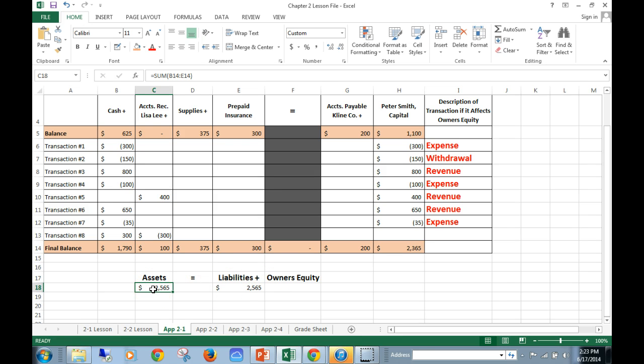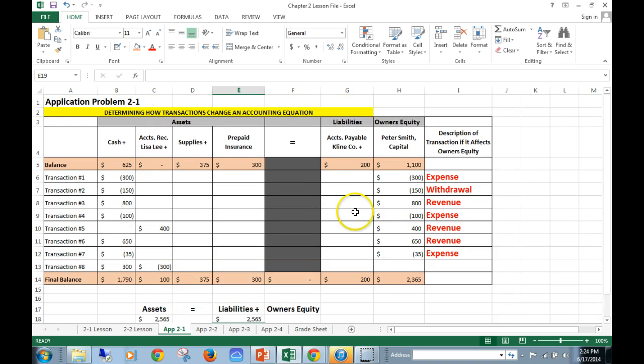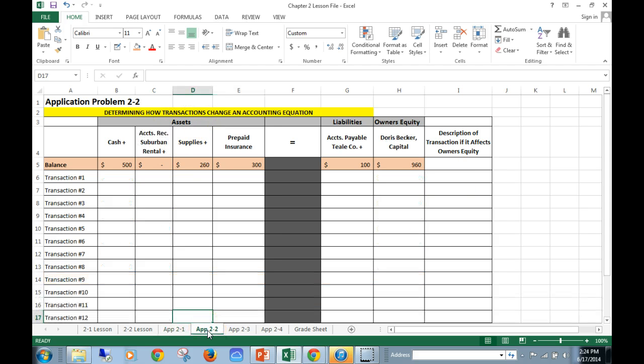And again, to get this formula here, all I did was I hit auto sum, and I added these cells up and hit enter. And I did the same thing here. Auto sum these cells together, hit enter. And if these two equal out and this is what yours looks like, application problem 2-1 is done. Now, 2-2 is the same thing.